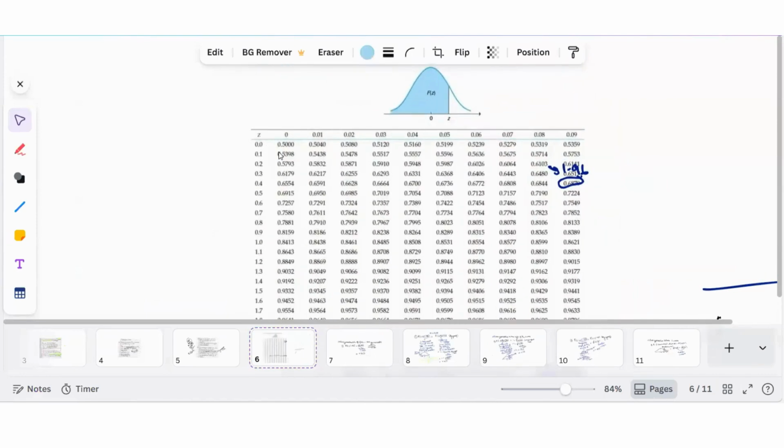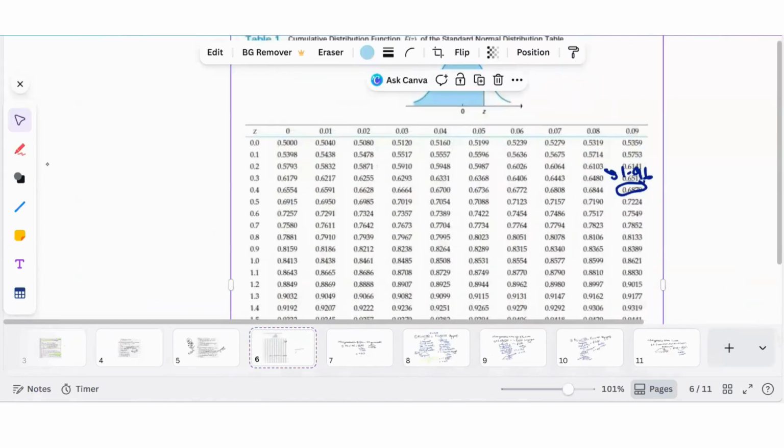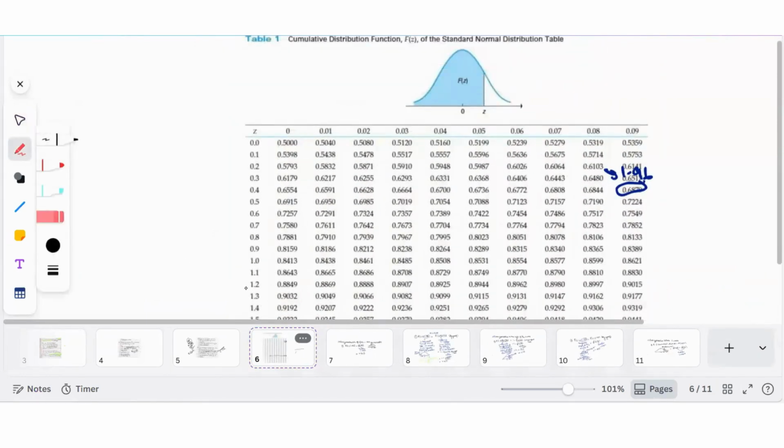Let's just bring it up here. Okay. So for 1.33, this is 1.3, the z value up to the first decimal, right? And then the second decimal place is here, 1.33. So this means that we are looking at this number, 0.9082, right? So this is the z value 0.9082.